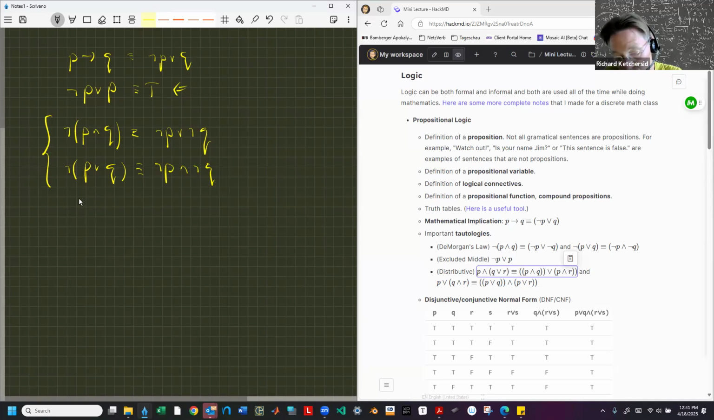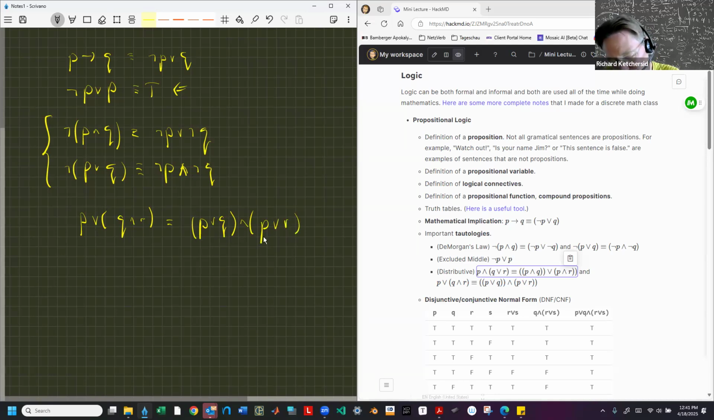And then there are two distributive laws. You might think of or as being like plus, and and as being like times. You might think that multiplication distributes over plus, and you'd be correct, but here it actually distributes in both ways. So we have P or Q and R. Here's one with three propositional variables, which is actually P or Q and P or R.